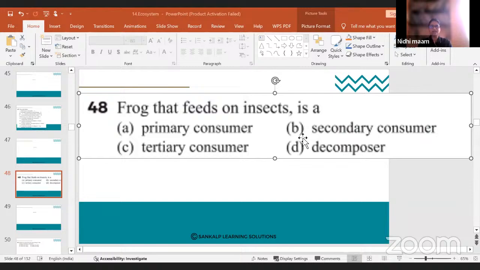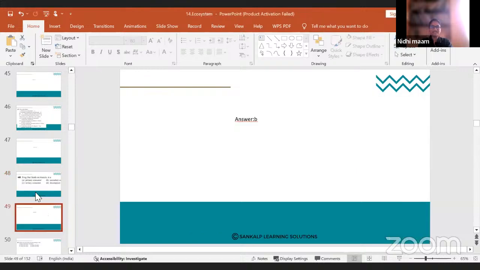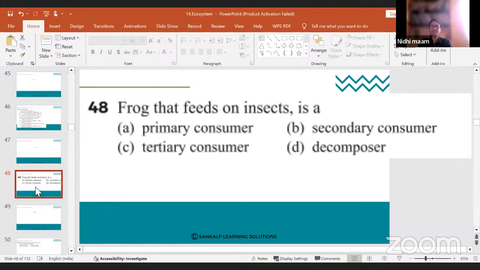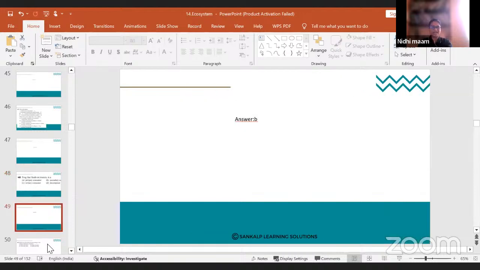So most of you answered it as option B. Some of you answered it as option C. So let us check the answer. The right answer is option B. So a frog that feeds on insects. An insect will feed on a plant. So the plant is a producer, the insect is a primary consumer, and the frog will be a secondary consumer. So option B is the right answer.